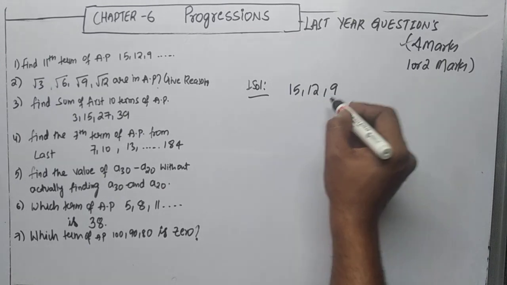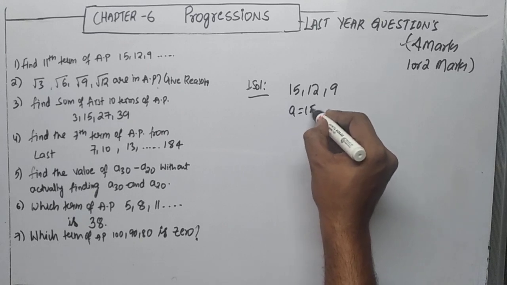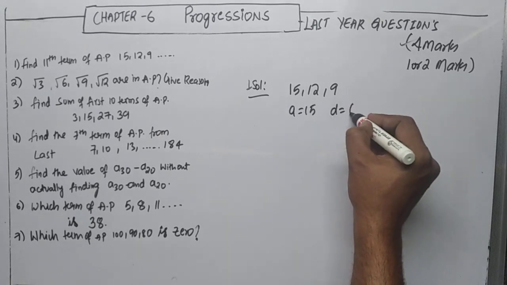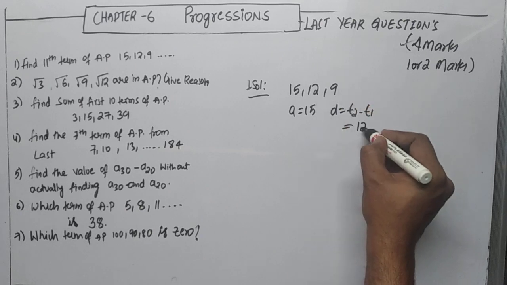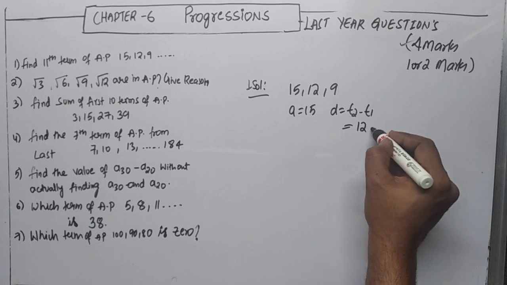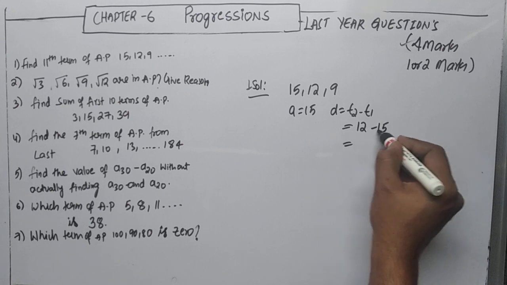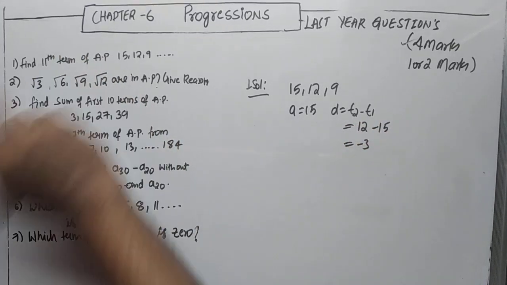So first thing is you need to find A and D values. So here A value is 15, and D value is second term minus first term. Those who haven't watched the old videos, watch those first, then watch this video. So 12 minus 15, that is minus 3. So we got A and D values. He is asking to find the 11th term.